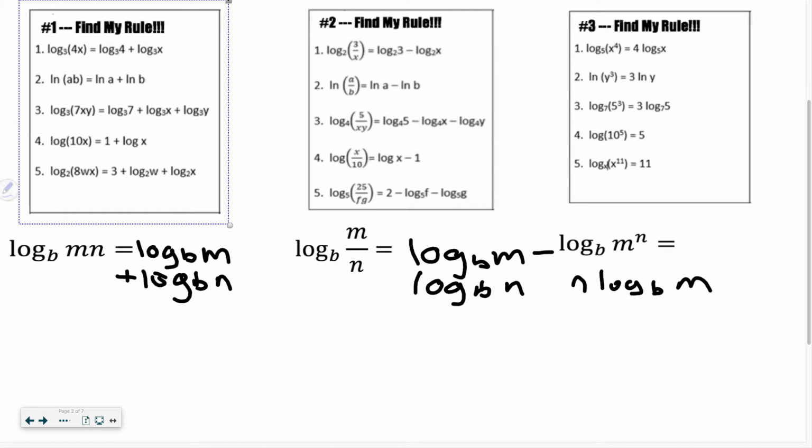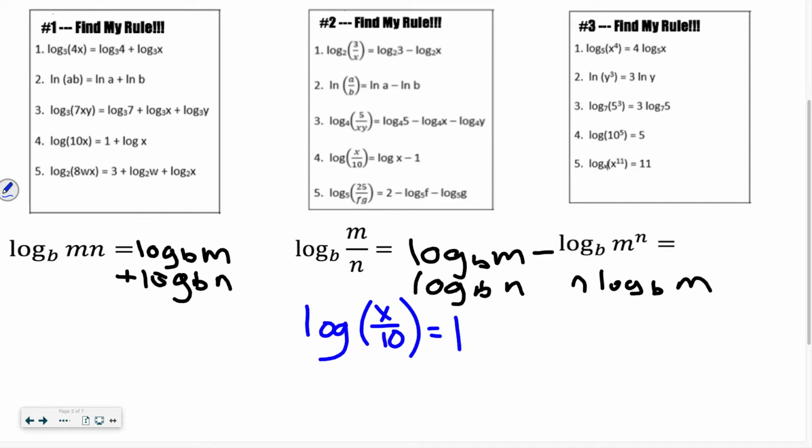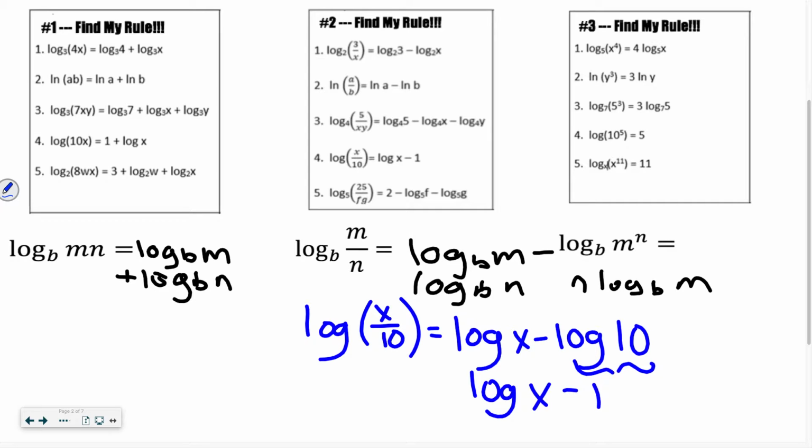Notice number 4 on this second box was log of x over 10. And then by your property, that would be the log of x minus the log of 10. Why is the answer log of x minus 1? Log of 10 is 1. It's saying 10, the common log's base, to what exponent is equal to 10? Well, obviously 1. So if you have a log that simplifies, then it will be your responsibility and your work to check for that and simplify it.